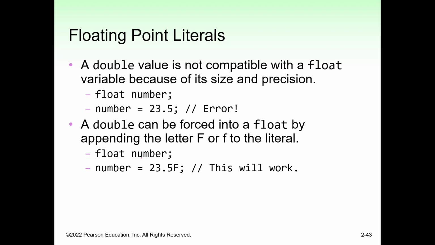This is how it's going to be: float number equals 23.5, and then at the end you add the letter f. But I recommend you just don't use float, just use double. Use double and int. That's all you need to know. For decimal points, use double. For whole numbers, use int. And you won't have to deal with any of this.